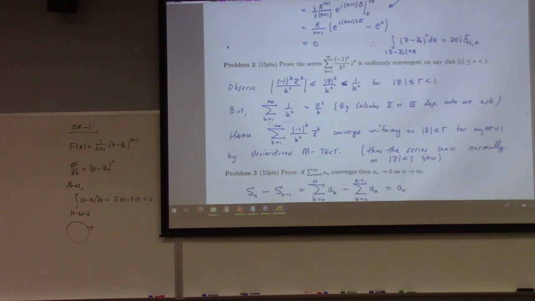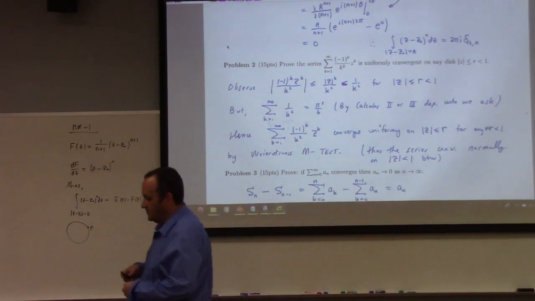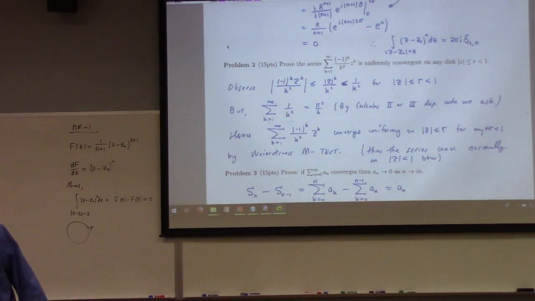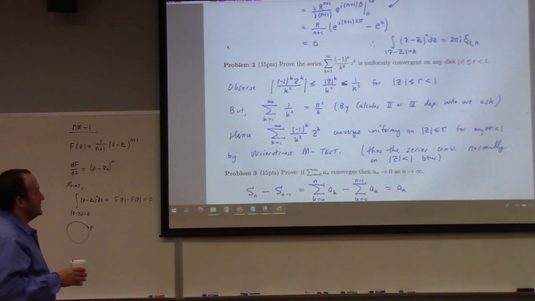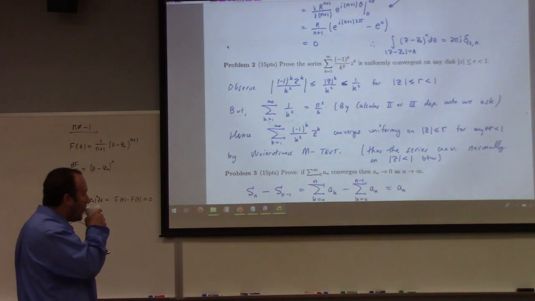So then problem 2 was meant to be a friendly problem. And a couple of you, maybe 3, just did it as I was hoping, which was to use the Weierstrass M test compared to the p equals 2 series, which is pi squared over 6 by calculus 2 or 3, depending on who we ask.